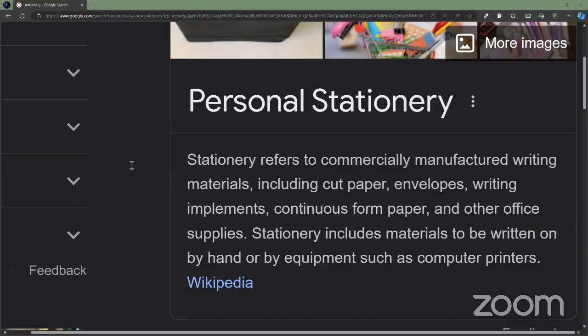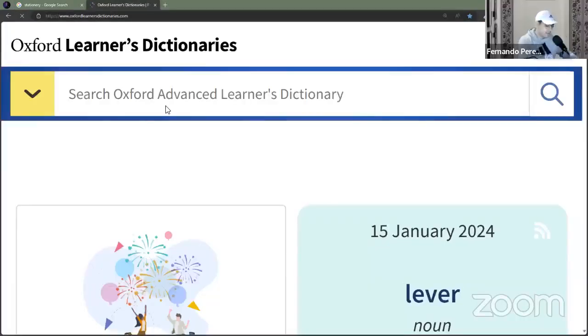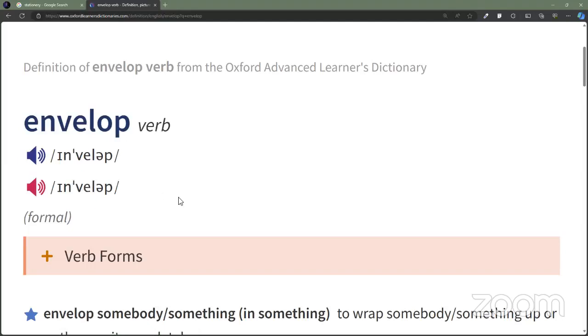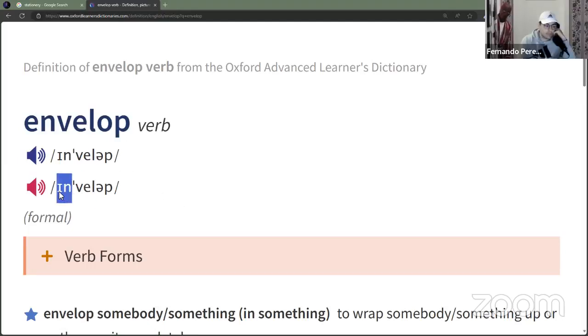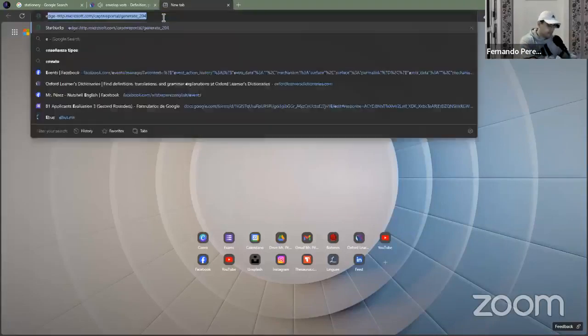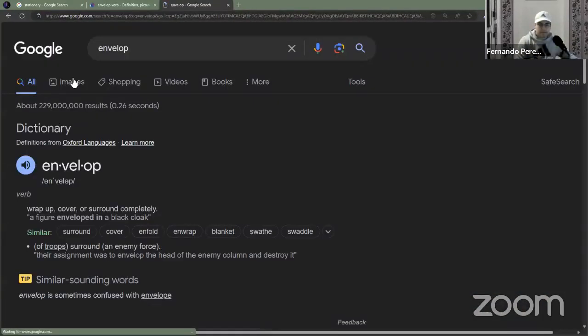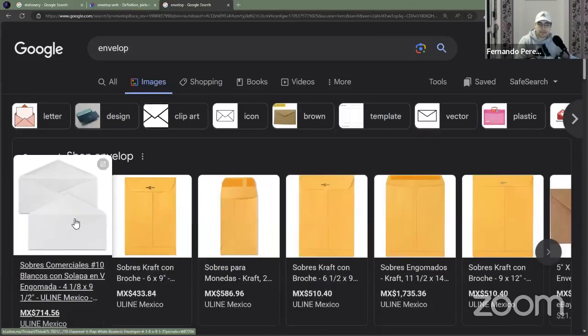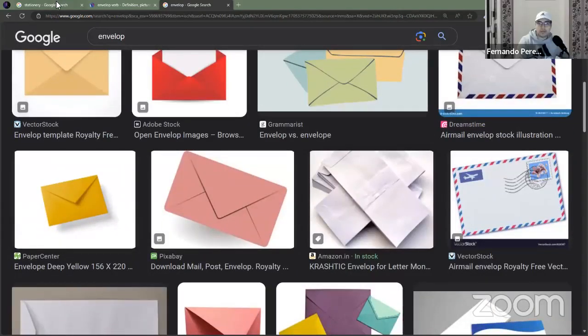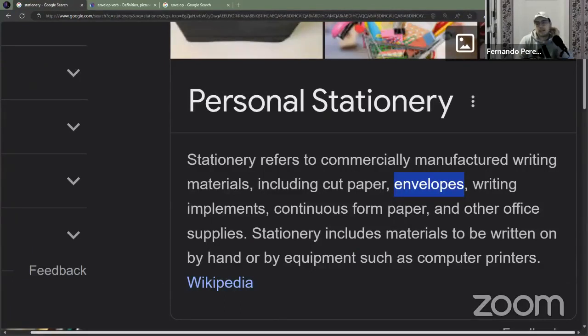Stationery refers to commercially manufactured writing materials, including coat paper, envelopes, writing. Envelope, no. That's new stuff for you, right? Yes. Strong syllable. I know it's in. Envelope, you are correct. But envelope, it's not in. The sound? Envelope, exactly. This is envelope, for letters and for documents. Okay, this is an envelope. You put paper in it. Documents, not paper, documents. Okay.